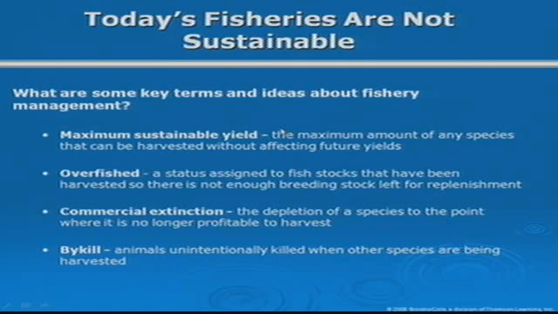The term maximum sustainable yield is the maximum amount of a particular species that can be fished in a sustainable manner. In other words, so that you can have equivalent productive yields in the future. If a population is overfished, then that means that there is not enough breeding stock available for sustainable replenishment.